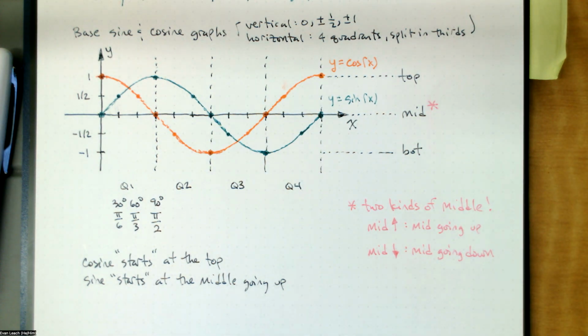Notice that the points are going to follow a sequence. We start at the top. The next place we're at is the middle going down, then the bottom, then the middle going up, then the top, then the middle going down, then the bottom, then the middle going up, then the top. Wherever we start, that's the sequence of points that we're going to follow. So the sequence of points is going to be the top, middle going down, the bottom, middle going up, the top.